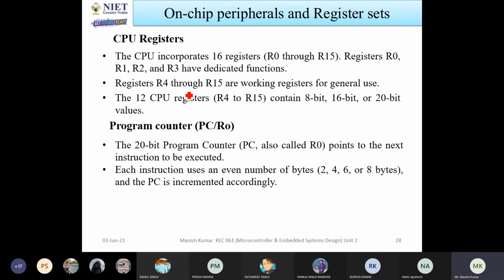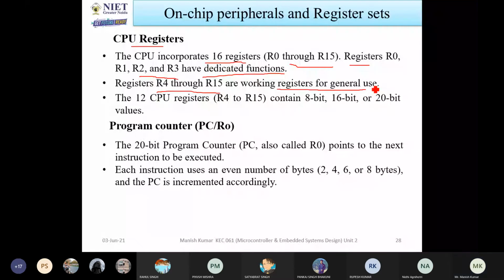Now I will see one by one. So these are the CPU registers. The CPU registers have a total of 16 registers, R0 to R15, and R0, R1, R2, R3 have dedicated functions. That is also called special functions. But the rest, R4 to R15, are working registers for general use. So of the registers available, the 12 CPU registers R4 to R15 can contain either 8-bit data, 16-bit data or 20-bit values. It can store anywhere.